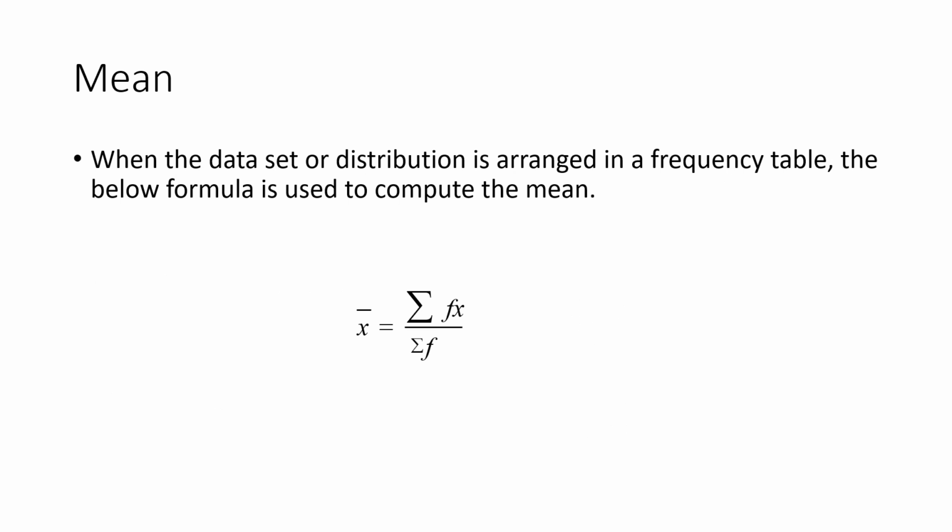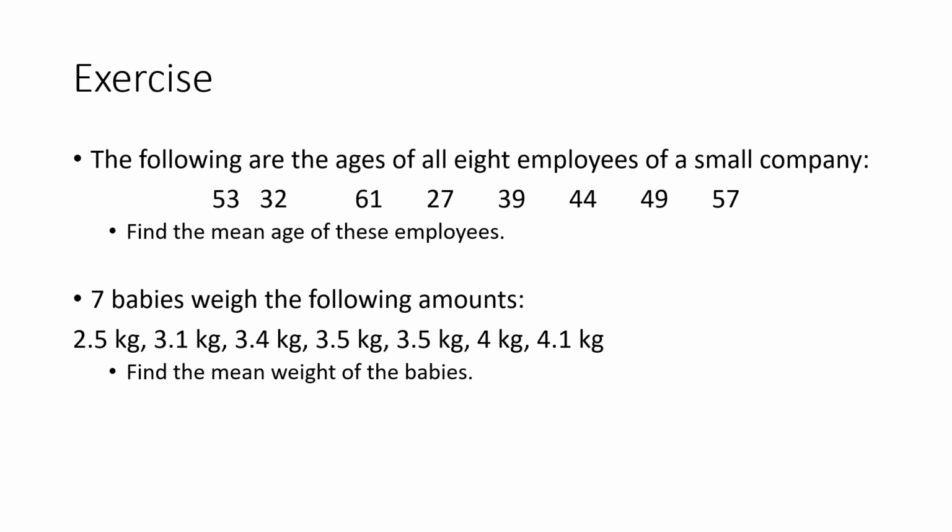The earlier formula given to us, which is summation x over n, is usually used for data that is raw, that is, not arranged in a frequency distribution table. However, if the data given to us is arranged in a frequency distribution table, the formula we are to use is sum of fx all over sum of f. This particular formula will be useful when we have an example of a frequency distribution table. Having said that, let's look at how to compute a mean.